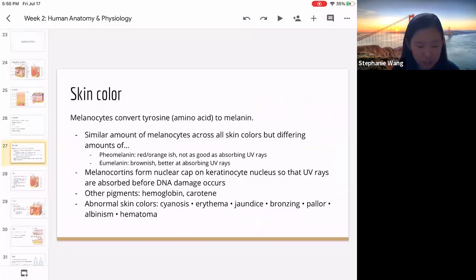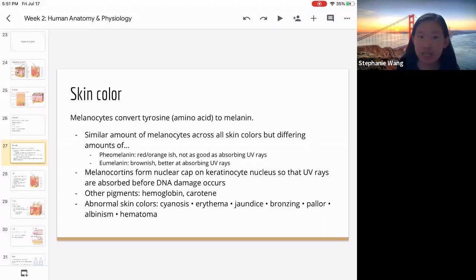Okay, so skin color. Melanocytes basically are the ones that secrete melanin, and melanin causes your skin to have a certain color. So there are 2 types of melanin. Oh wait, before we get into that, one thing I want to stress is that melanocyte count is pretty much similar across everyone. Every single person has pretty much the same amount of melanocytes. But what differs from person to person is the amount of melanin.